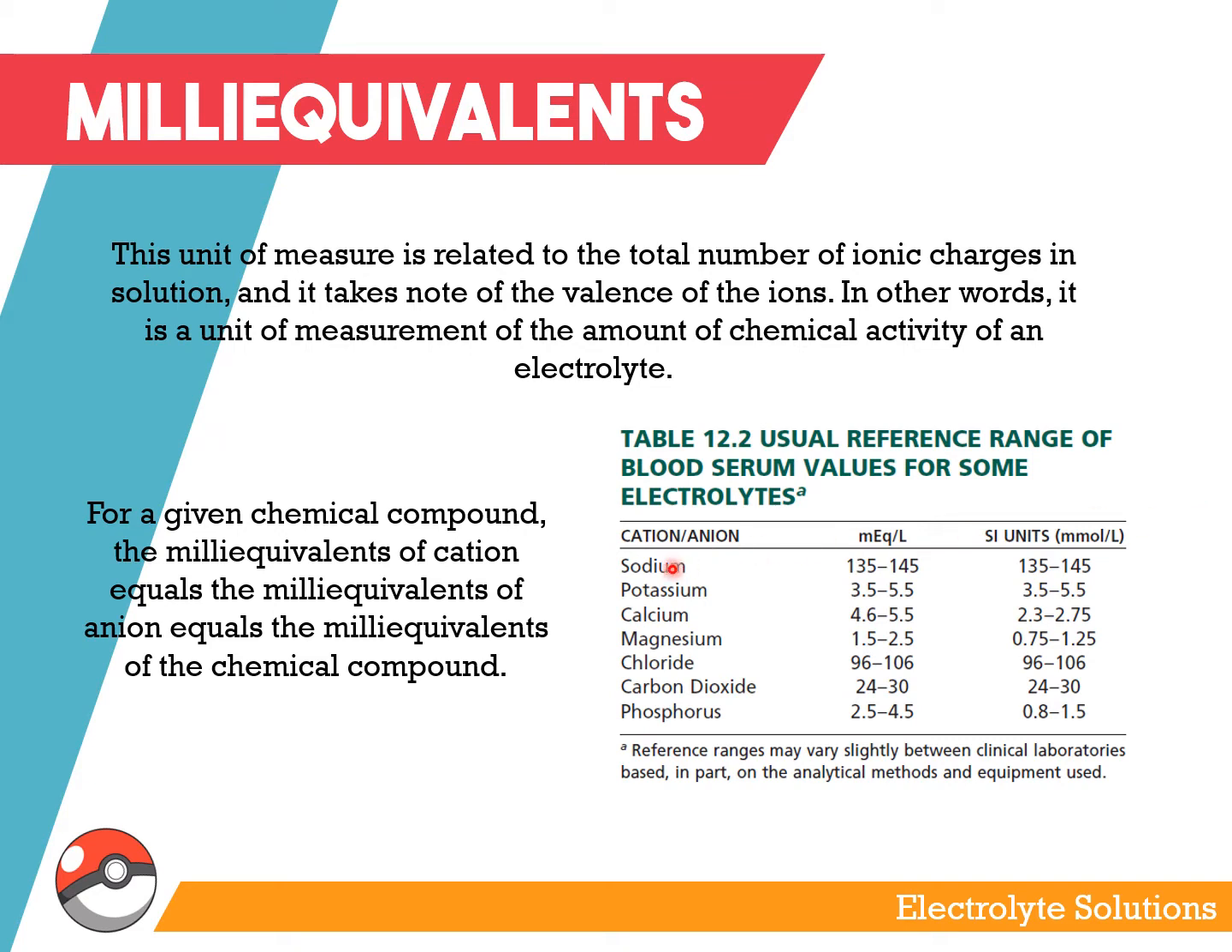Here is the usual reference range of some electrolytes: sodium, potassium, calcium, magnesium, chloride, carbon dioxide, and phosphorus. In your other subjects, you will be taught about the abundance of these electrolytes, so you will know what the major extracellular cation is, or what the major intracellular anion is, and so on. So you just take note of these.